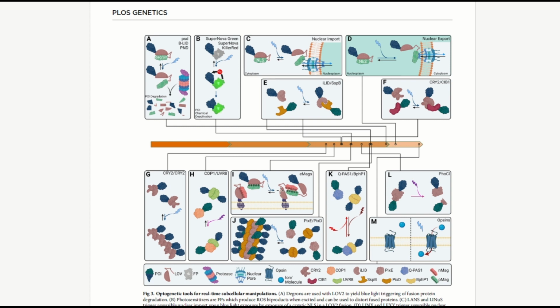Contrary to the bind in the light, dissociate in the dark scheme of the systems discussed so far, there also exist systems which employ the contrary scheme. An example of this is the PixD-PixE system. In the dark, PixE and PixD form oligomers containing 5 PixE and 10 PixD proteins, which dissociate into PixE monomers and PixD homodimers when exposed to blue light.